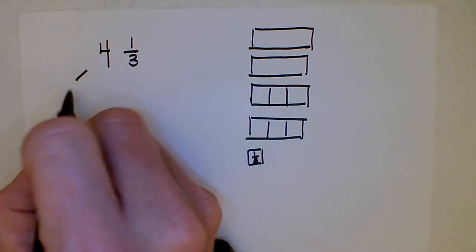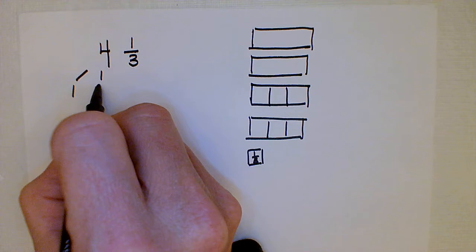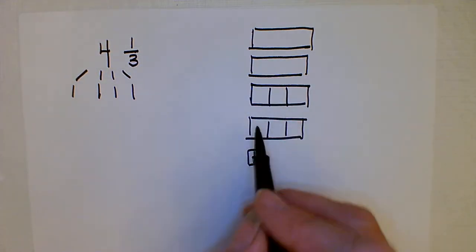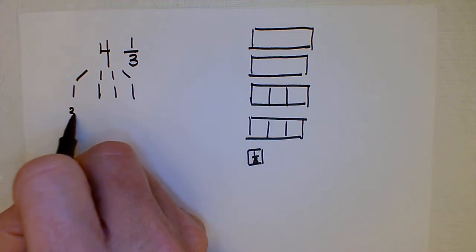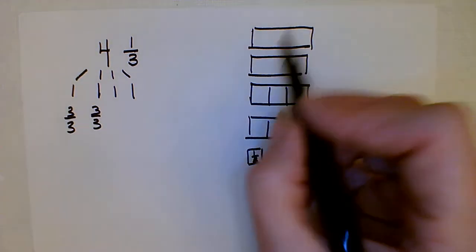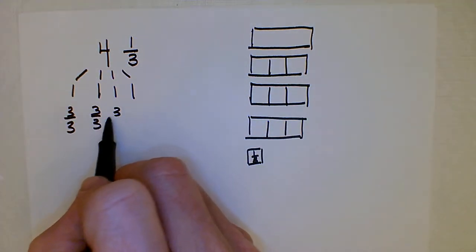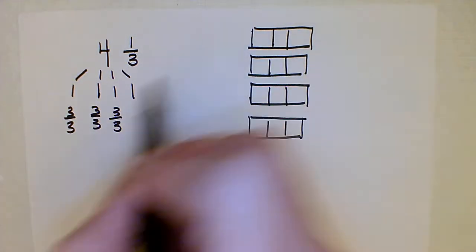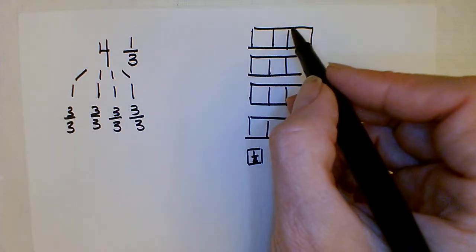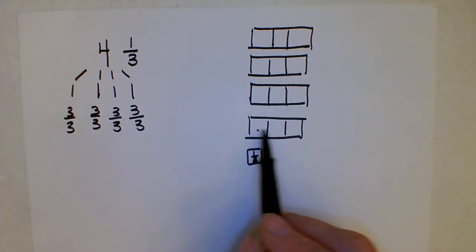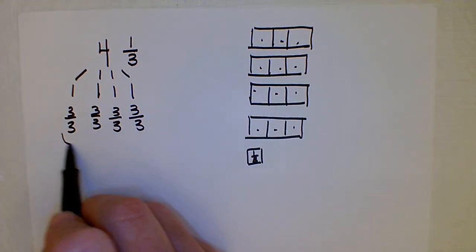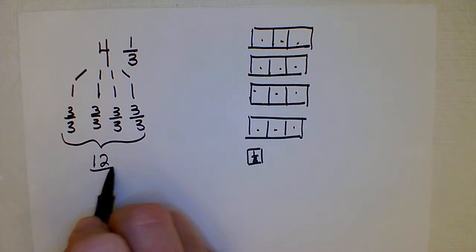So I had this whole, and I have 4 of them. So 1, 2, 3, 4. And I'm cutting them all up into thirds, 3 thirds. So I'm going to have 3 thirds here, and I'm decomposing them. 3 thirds for this one. Do the same thing here. Another 3 thirds. And I'm doing the same thing here. I have another 3 thirds. So all those wholes, 1, 2, 3, 4, were decomposed into thirds. And I have 1, 2, 3, 4, 5, 6, 7, 8, 9, 10, 11, 12. So right here I have 12 thirds.